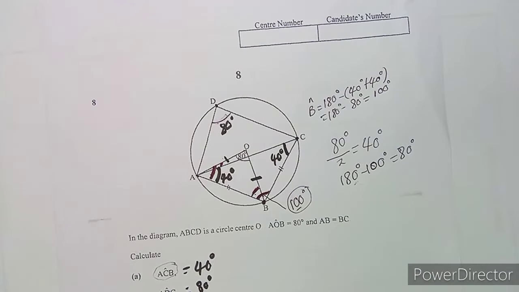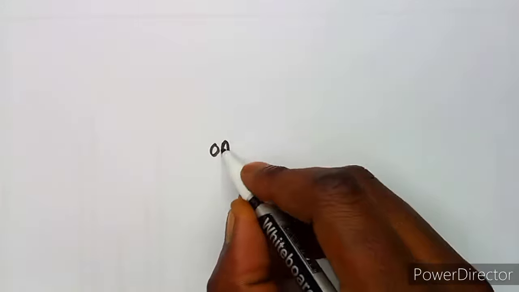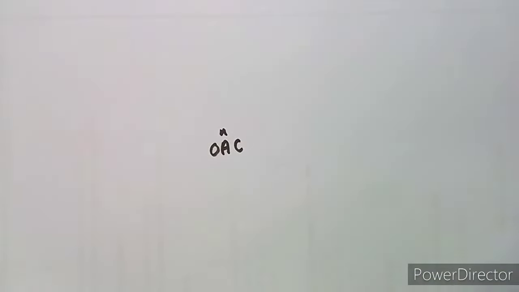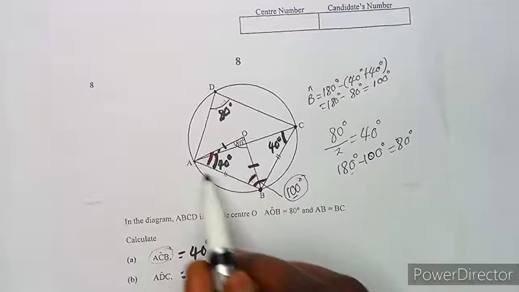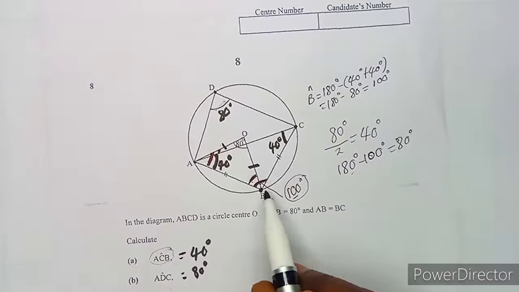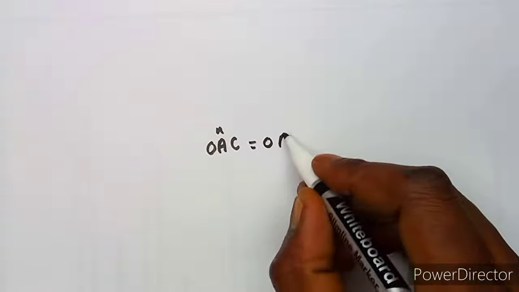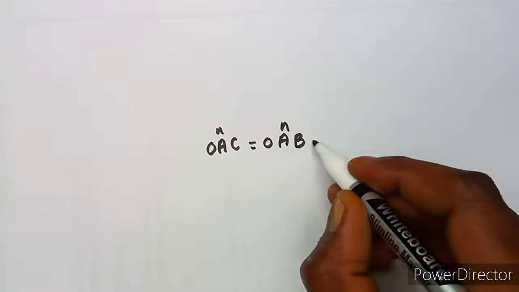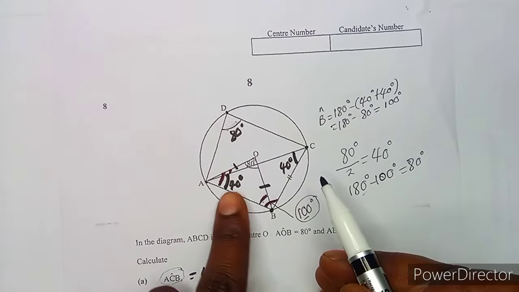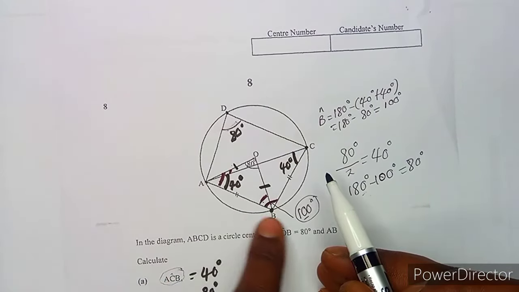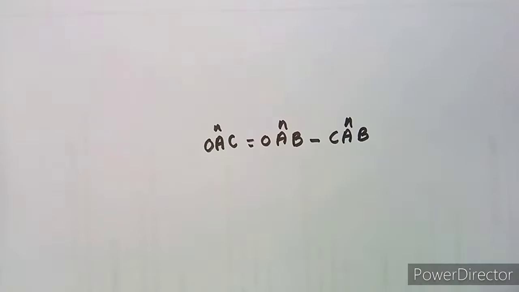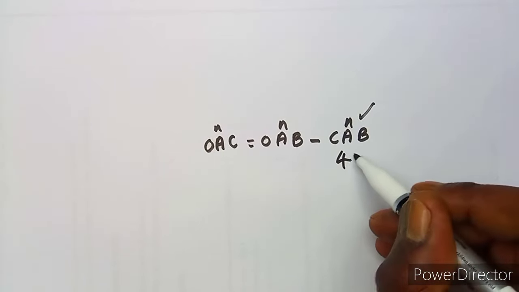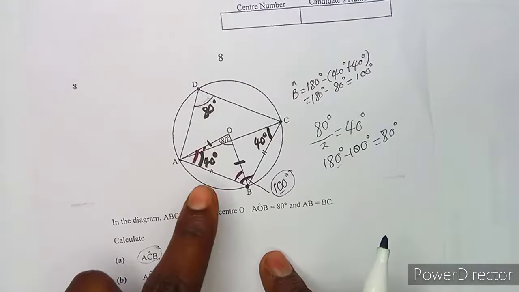So what am I saying, guys? I'm saying that for us to find OAC, this is the concept. We want to calculate OAC. We are going to subtract OAB, which is the whole angle, the complete angle. So it is going to be angle OAB minus this angle of 40 degrees, which is CAB. So we are going to subtract CAB from that. CAB is there because this is actually 40 degrees, which is the one that we calculated before.